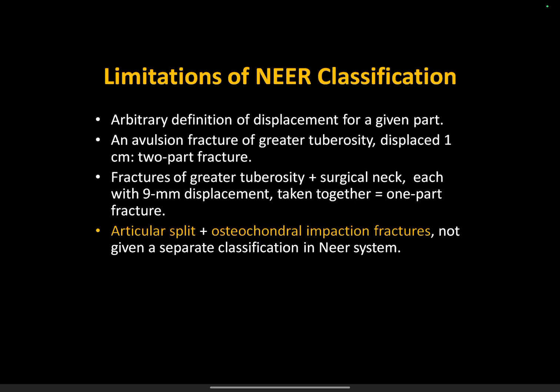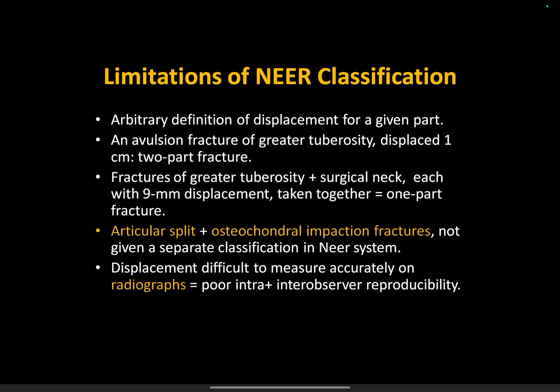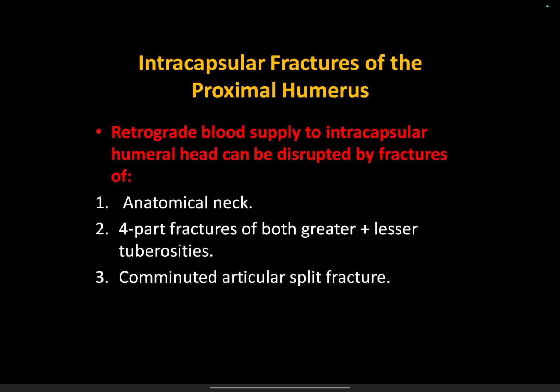Also, the Neer classification does not cover intra-articular extension, articular split, and osteochondral impaction. This is quite important to decide on the management and also the prognosis. And last but not least, as we said, it has poor intra- and inter-observer reproducibility. All right.